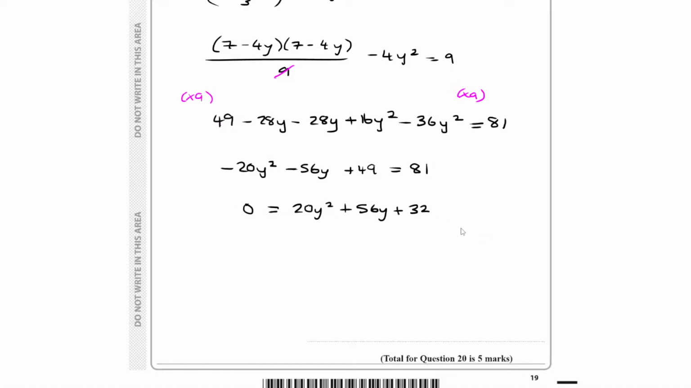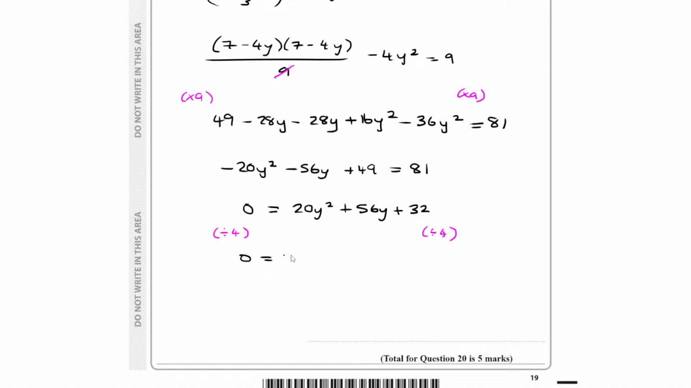Now, you can actually factorize this, but because it is a calculator paper, if you don't want to factorize it, you can also use your quadratic formula. That's fine. They haven't specified, so you can use either. I think I just factorized it, to be honest. Do you see how what you can do is simplify this? You see how 20, 56, 32, they're all multiples of 4. So if I'm going to factorize it, I would at least try and simplify it first, right? Because I don't really want to deal with such big numbers.